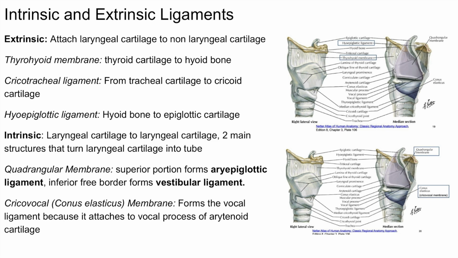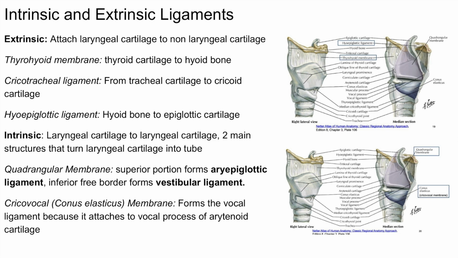The extrinsic ligaments connect the larynx to structures outside of it, so they basically stabilize and suspend it in the neck. The thyroid membrane connects the thyroid cartilage to the hyoid bone, acting like a flexible sheet that allows the larynx to move during swallowing while still staying tethered. And inferiorly, you have the cricotracheal ligament, which connects the cricoid cartilage to the first tracheal ring, anchoring the larynx to the rest of the airway below.